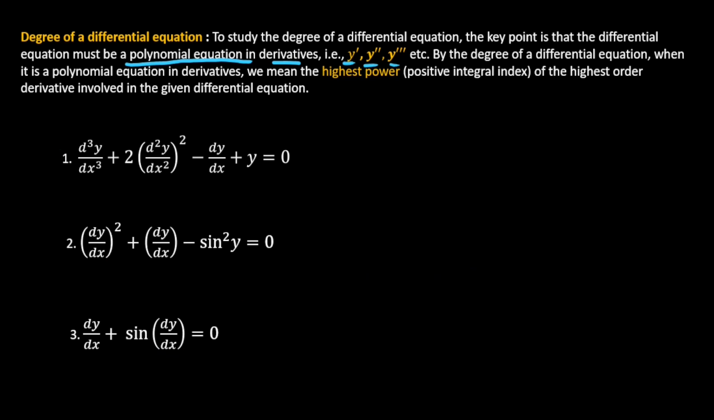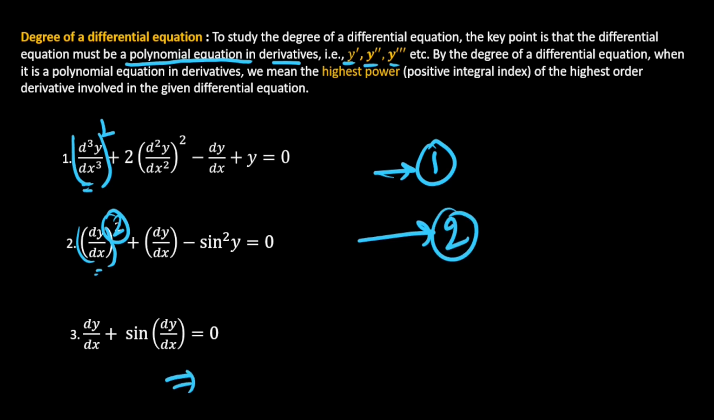So the degree of a differential equation, when it is a polynomial equation in the derivatives, means the highest power of the highest order derivative involved in the given differential equation. Here the degree must be a positive index. In this differential equation, the highest derivative is involved here and the highest power is 1, so the degree of this differential equation is 1. Here the highest derivative is dy/dx, that is order 1, and the highest power is 2, so the degree is 2.